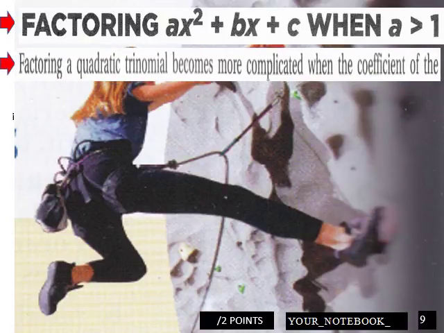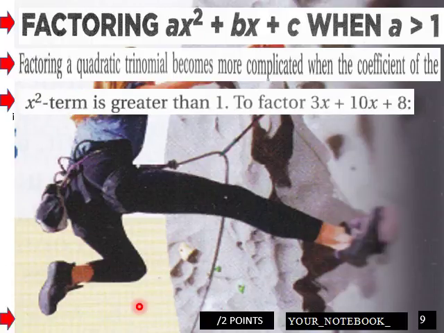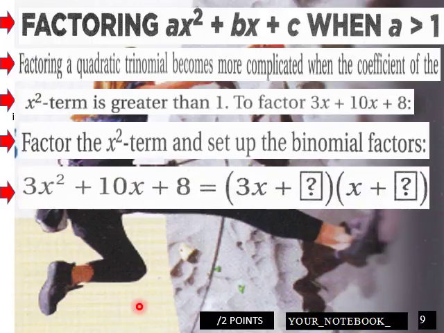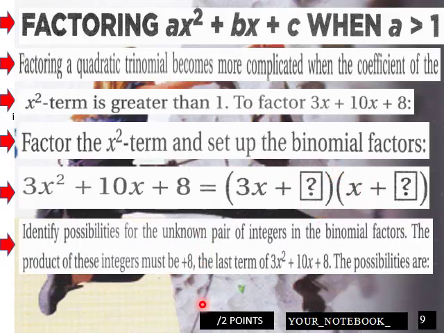Factoring ax squared plus bx plus c when a is greater than 1. When a is greater than 1, it gets a little bit more complicated for sure. So this is a first step when you're factoring something like this. This first a here has got to be a 3 and a 1, or a 1 and a 3, or a 2.